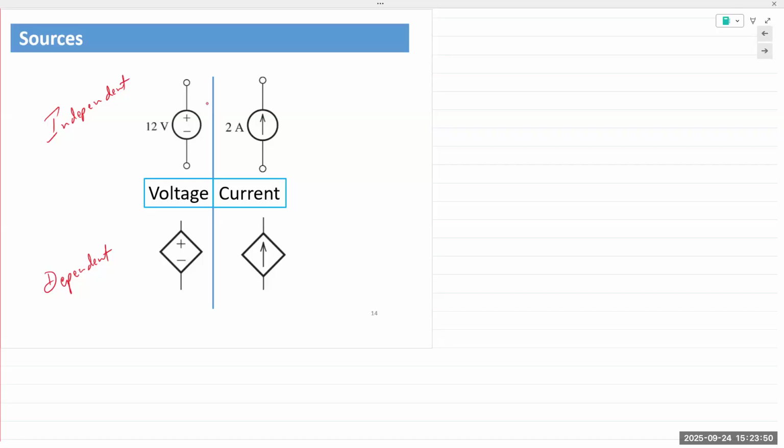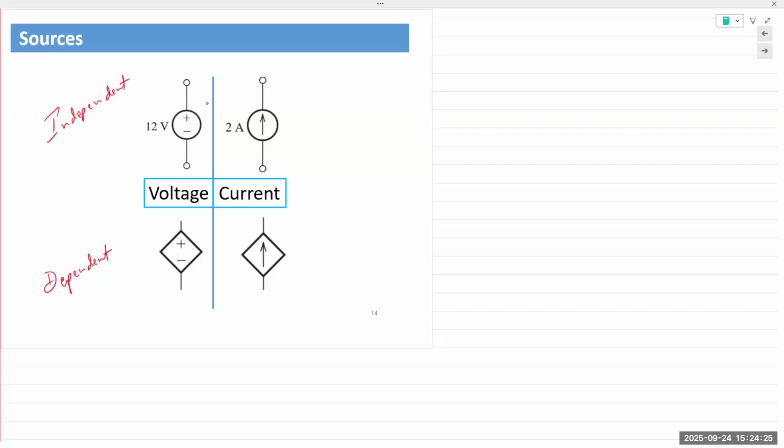Our benchtop power supplies that are on the lab benches behind you, the batteries inside your smart devices, the power supplies inside our consumer electronic devices, they're all independent sources. It does not depend on any external input to supply its rated voltage. It's inherent. Whereas the diamond-shaped ones are indicating dependent sources. So it depends on some other quantity in some other part of the circuit to supply its rated quantity.